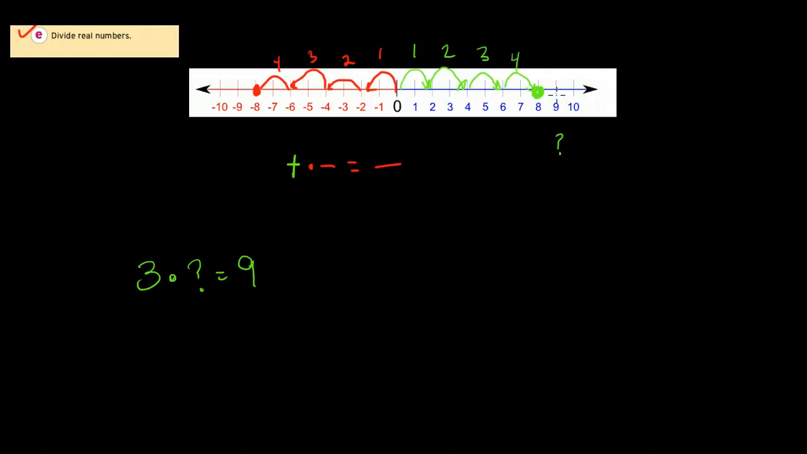Let's try that again. I start at 9, I go by 3 that way, and then I go again by 3 that way, and then I go by 3 that way. I can say, oh, I went a total of 1, 2, 3 times. So it's 3 times 3. 3 times 3 is 9.